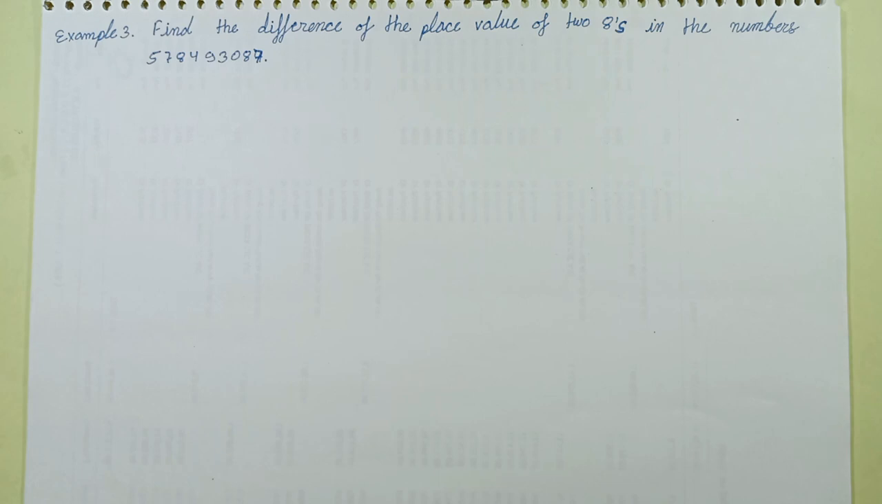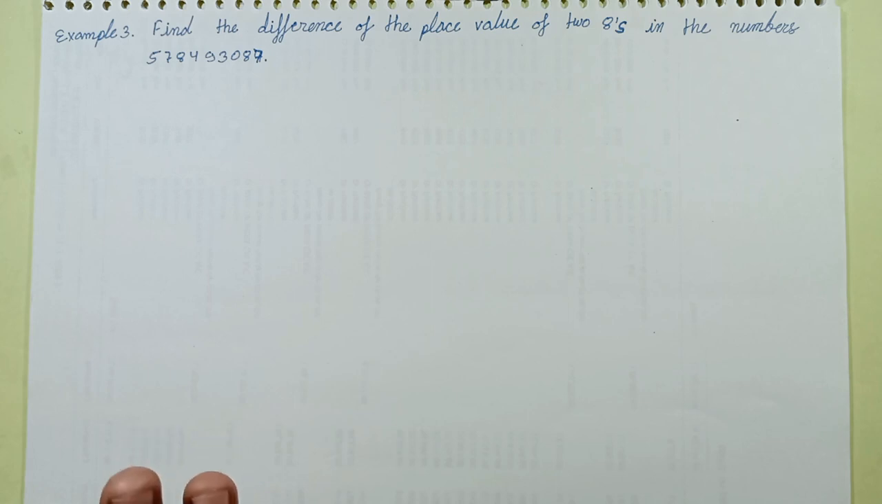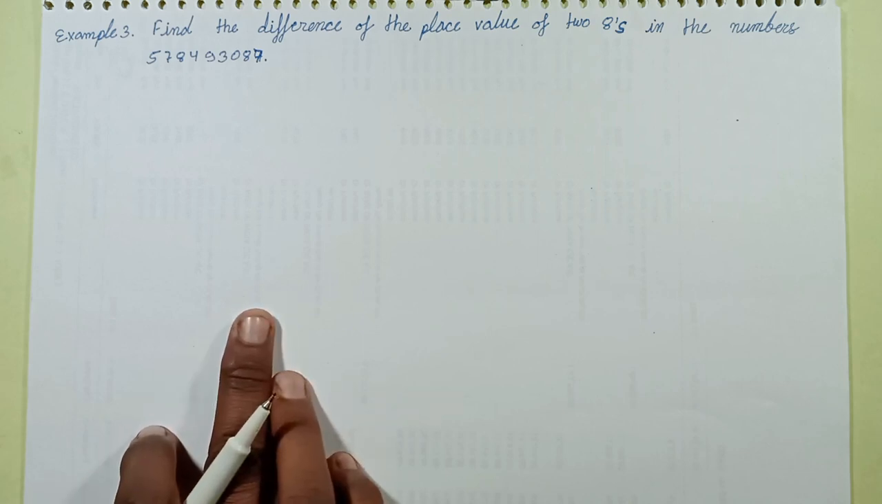Second type question is this: place value and face value of a digit. This is example 3 of type 2, on place value and face value of a digit. This question belongs to class 6.